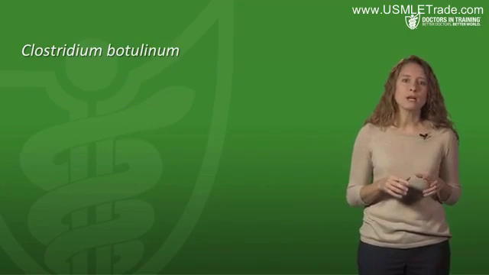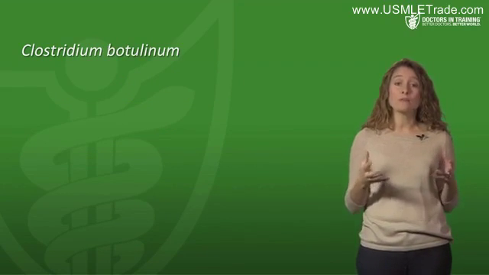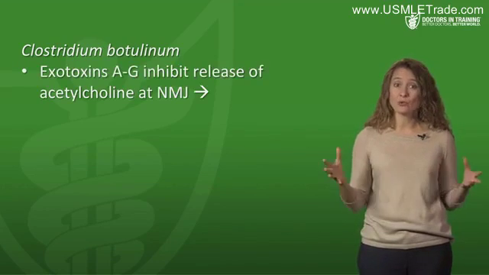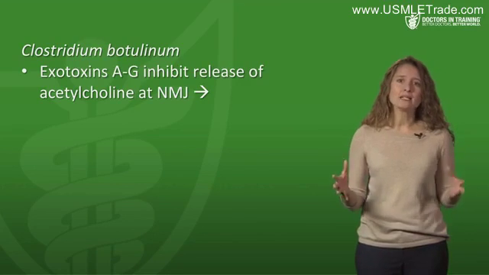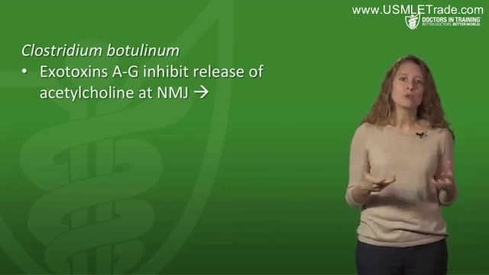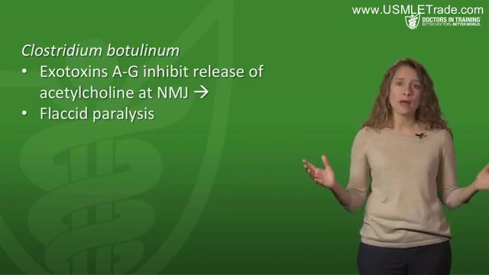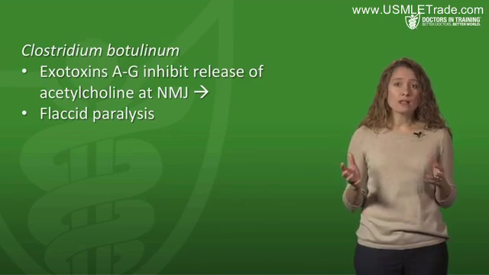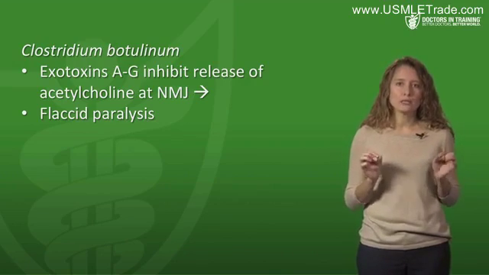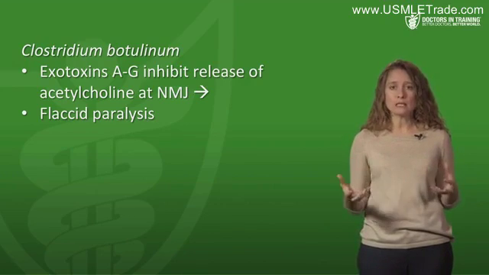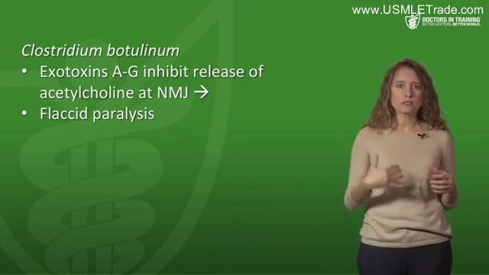Now for Clostridium botulinum, which is the etiologic agent of botulism. Clostridium botulinum actually produces several distinct exotoxins, currently labeled A through G. These all act at the neuromuscular junction and inhibit the release of acetylcholine. And when this happens, you get flaccid paralysis. This might show up on your test as a question about flaccid paralysis following consumption of spoiled canned goods. In these cases, the botulinum toxin is preformed in the canned food and the person ingests the toxin.